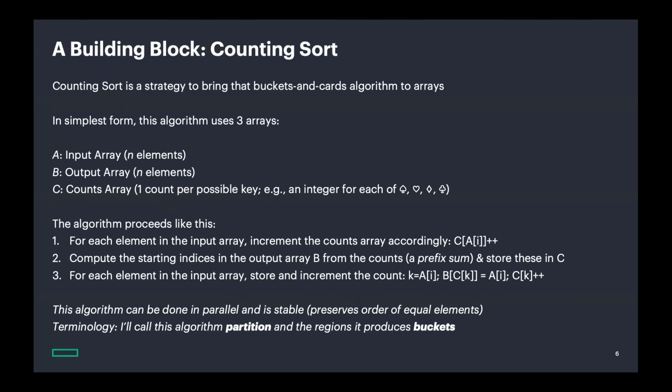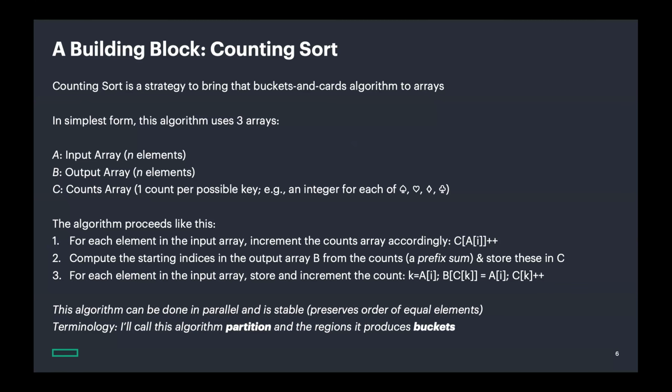something called counting sort. This is what articles and things call it, even though I consider this a building block. It's not really a whole sort. But counting sort is how we can take that slide example of I've got buckets and cards and I would sort them by suit and turn it into an algorithm I can run on a computer with arrays. So we're going to have 3 arrays: an input array, an output array, and a counts array.